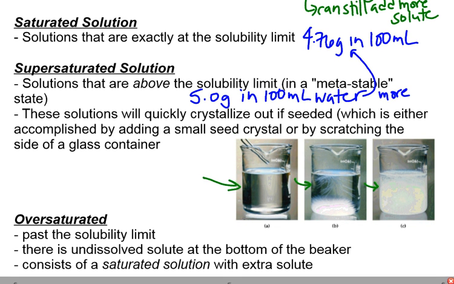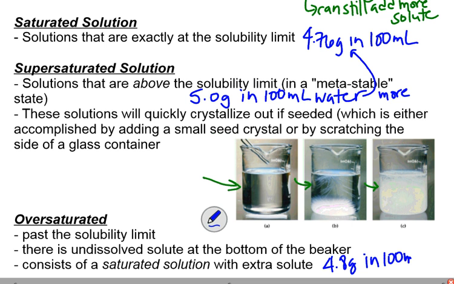Last one is oversaturated. Again, it's also past the solubility limit, but this is where you see undissolved solute at the bottom of the beaker. So it basically consists of a saturated solution with extra solute. If I go back to my sodium sulfate example, let's say I had 4.8 grams that I put into 100 mils of water. An oversaturated solution would be if my 4.76 grams dissolves in water and I have, say, 0.04 grams left over sitting in the bottom of my beaker. That would be an oversaturated solution.